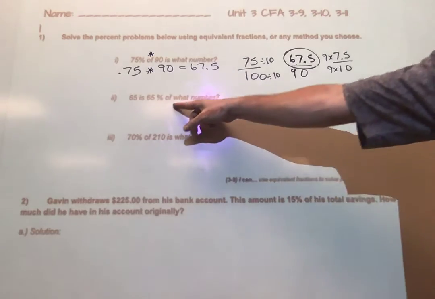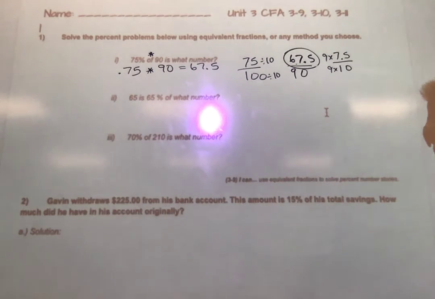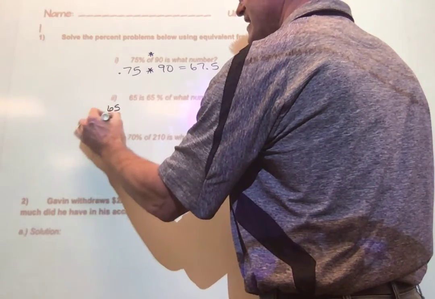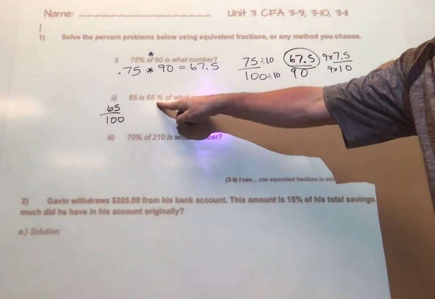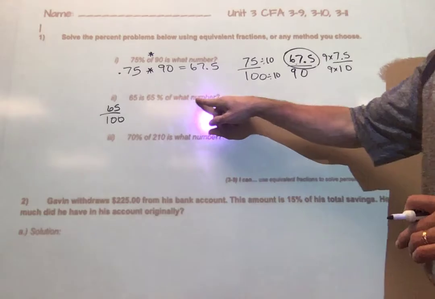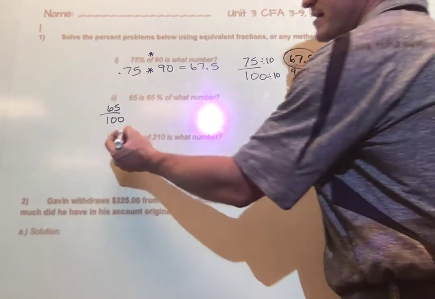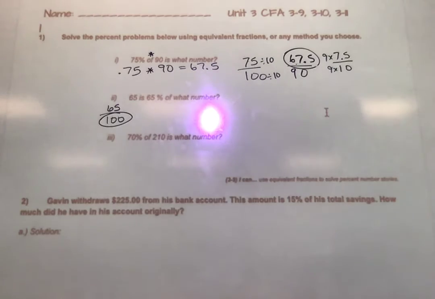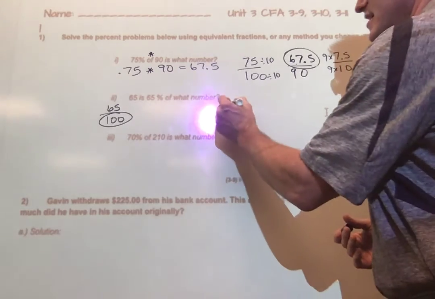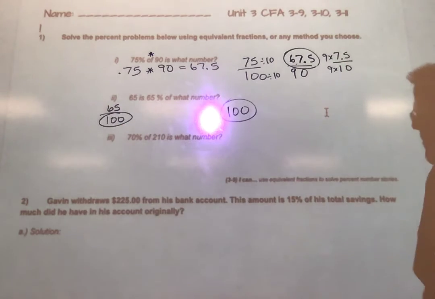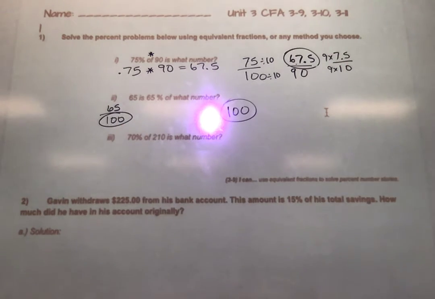Okay. Second one here, 65 is 65% of what number? Some of you are making this harder than this problem is. 65% means 65 out of 100. Every time I see 65%, I should be thinking that's 65 out of 100. So 65 is 65% of what number? Well, all I have to do is look at the denominator. The answer is 100. 65 is 65% of 100 because it's out of 100. I don't have to do any work there. My answer is just 100 if I understand percents.